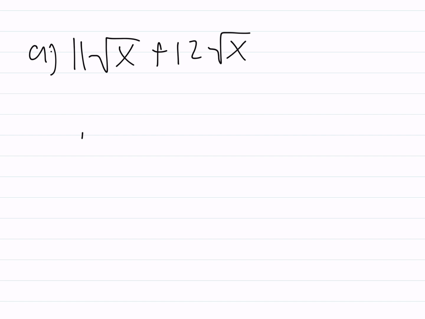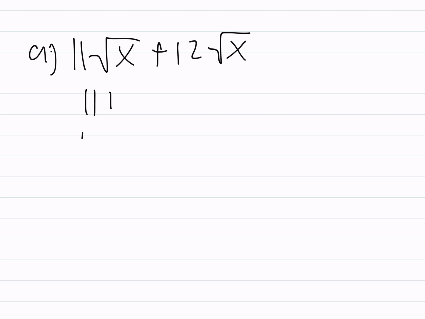Okay, how about this one? Perform as indicated. Assume that all variables in the radicand are positive. So let's say 11 the square root of x, then plus 12 the square root of x. Okay, just the same as what we did.